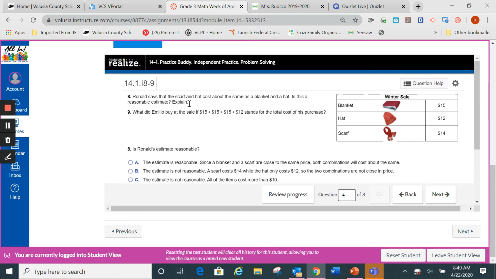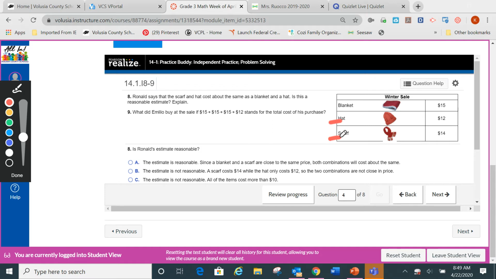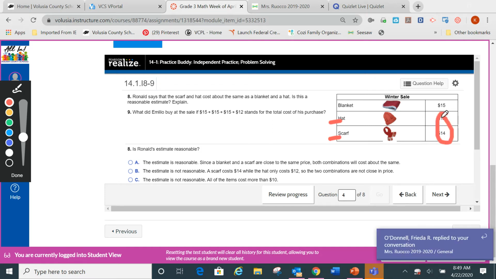It says, Ronald says that the scarf and hat cost about the same as a blanket and hat. Is this a reasonable estimate? So I'm going to go back over here again, and it says scarf and hat. So scarf and hat, I have 12 and 14.